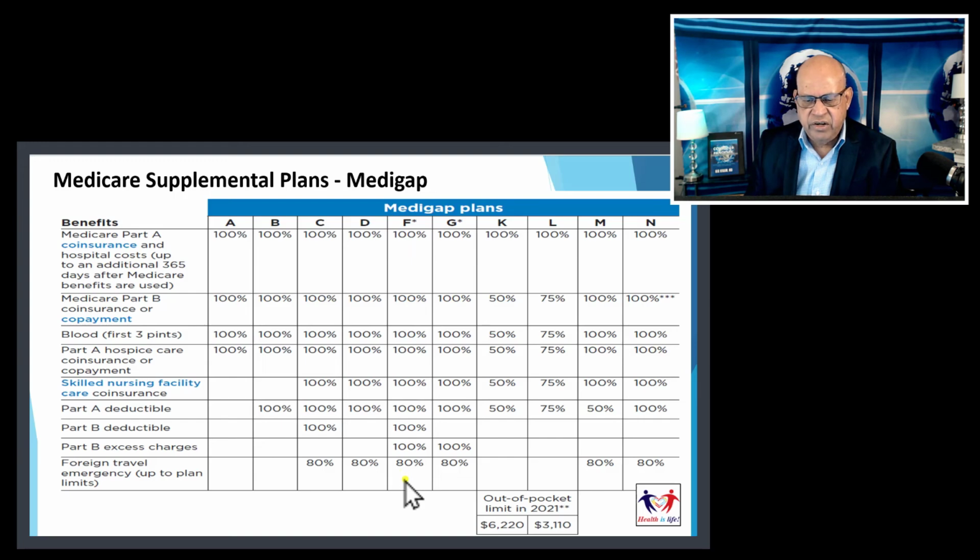So as a result, you not only are paying your Part B premium, you also pay a premium for your supplemental insurance. You need to pay a premium for your prescription plan, so the costs can substantially add up. And if you can afford it, this is something you can look into.